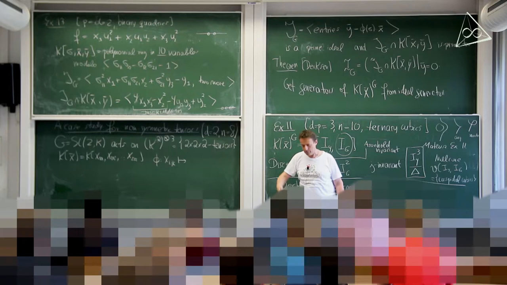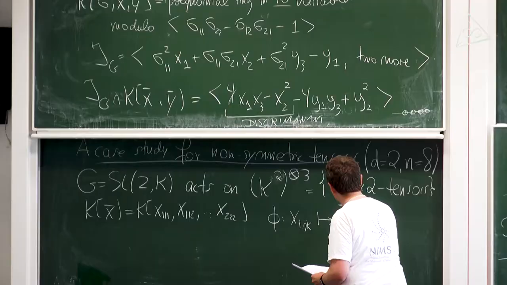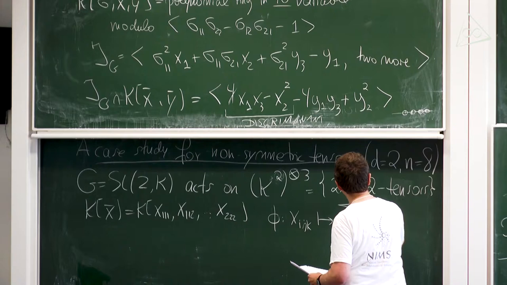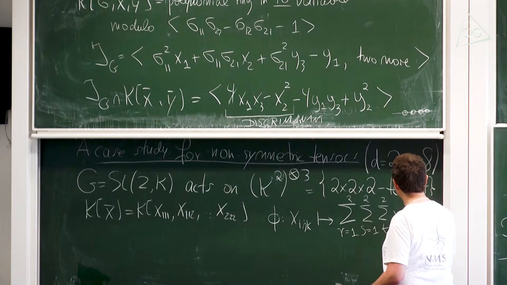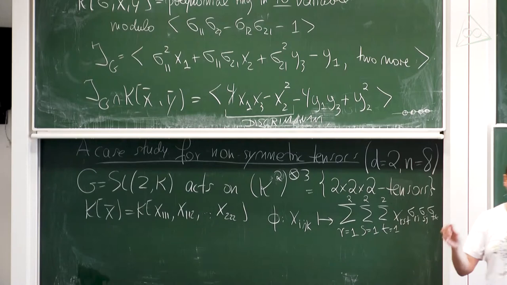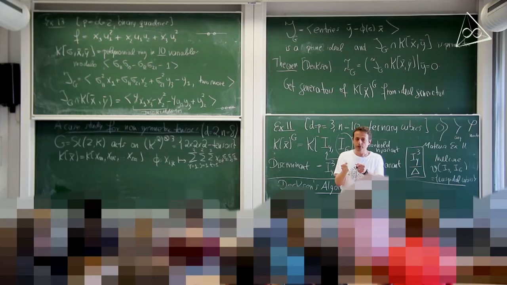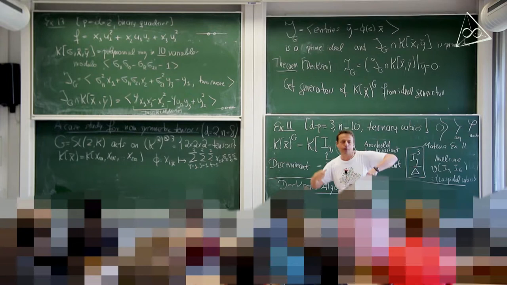And the formula is this, the sum over r from 1 up to 2, s from 1 up to 2, t from 1 up to 2, x_rst times sigma_ri, sigma_sj, sigma_tk. Right? So what we do is we take our 2 by 2 by 2 tensor and we multiply on all three sides with the 2 by 2 matrix.